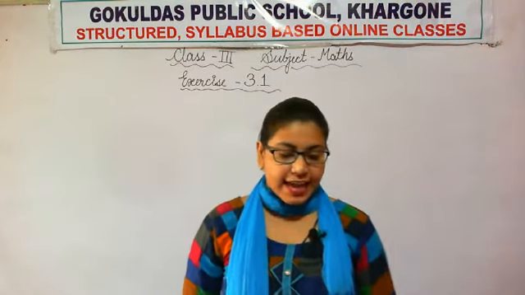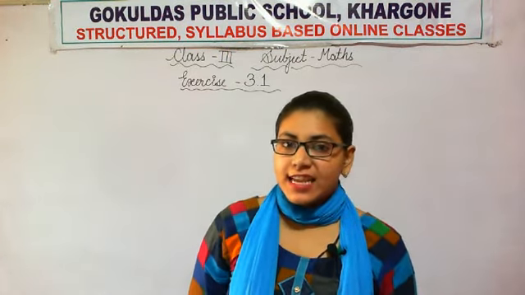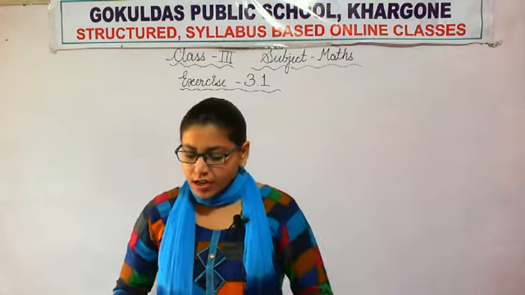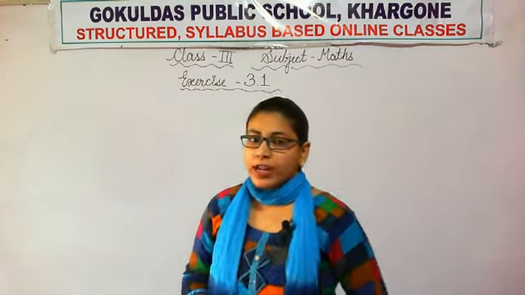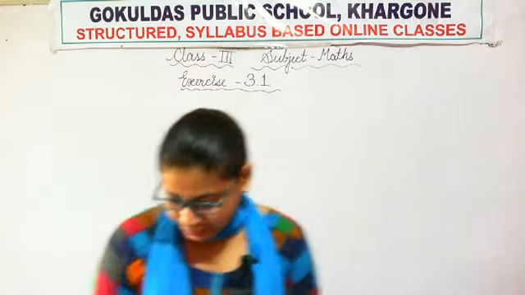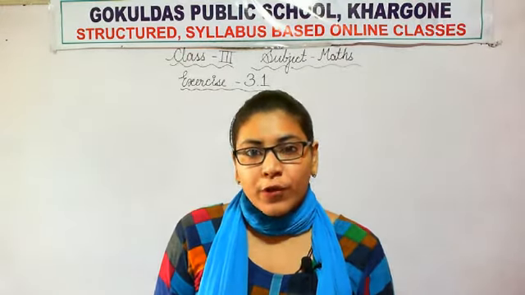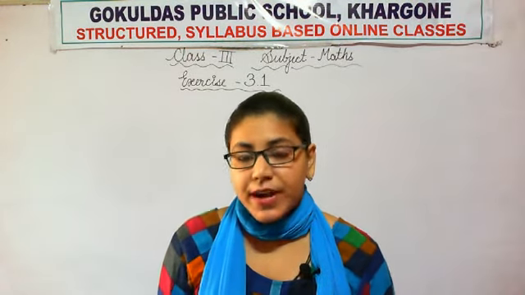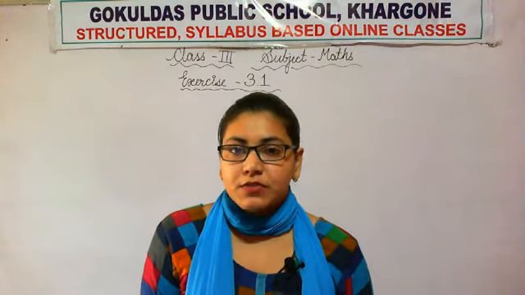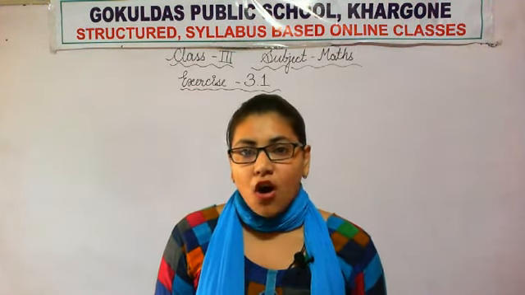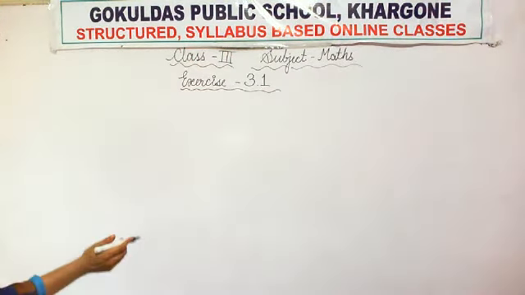Now again, it's time for maths lecture, so let's begin. In our last lecture, we have done some questions of exercise 3.1. Now we'll continue exercise 3.1. We had done till part F of question number 1. Question number 1 is subtract the following. We were doing subtraction of 3-digit numbers. So let's continue with part G.